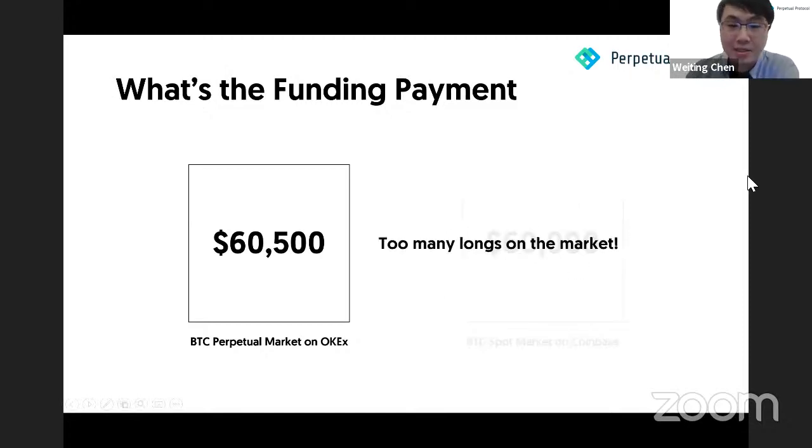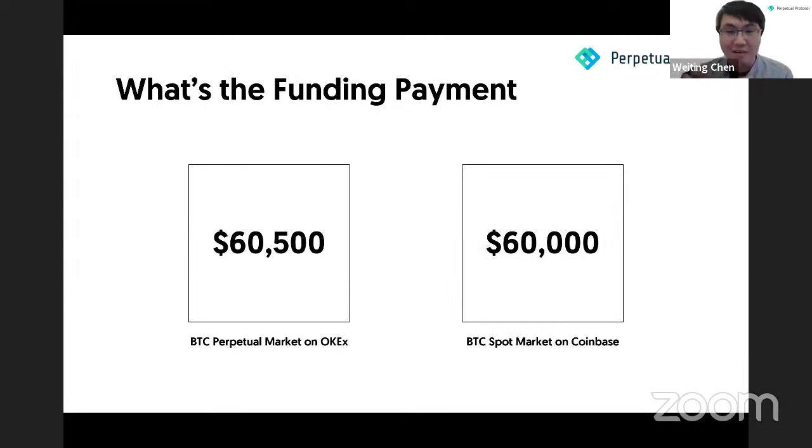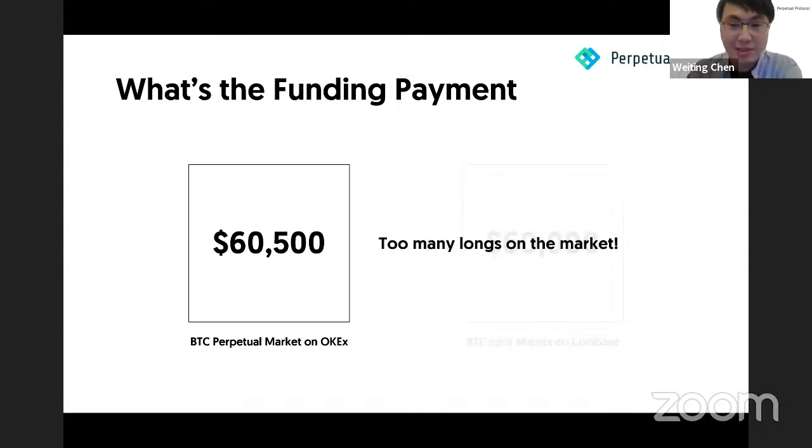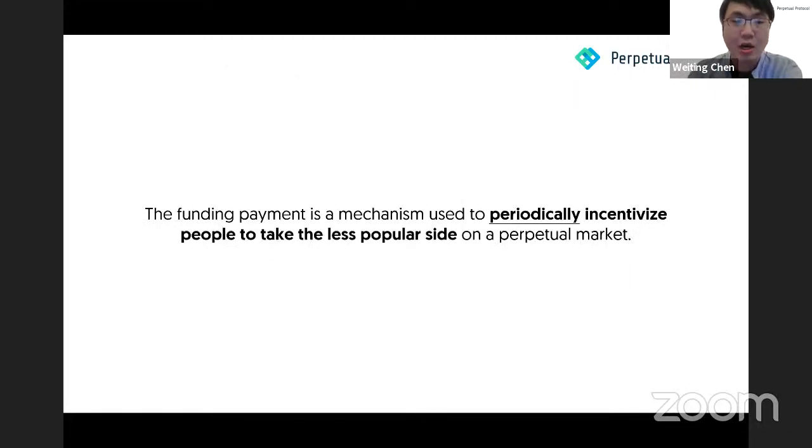So that means there are too many longs on the perpetual market, which is a common thing to see during a bull market, because a lot of people just think, oh, Bitcoin go moon, so I should open a long position despite the worse price. But the price difference is not really fair for those who open a short position. So to somehow incentivize more people to open a short position, here comes the funding payment.